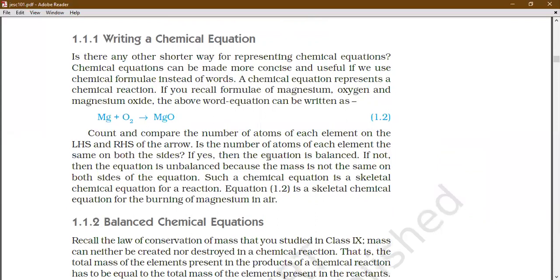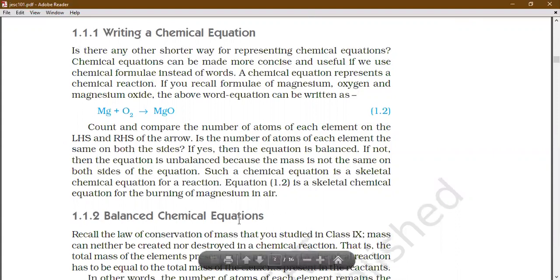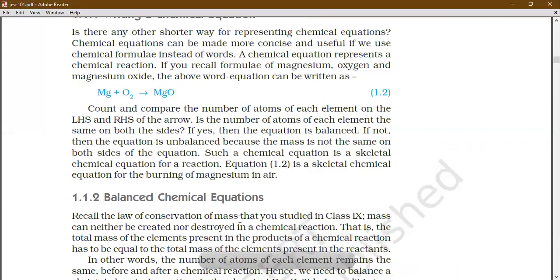Count and compare the number of atoms of each element on the LHS and RHS of the arrow. Is the number of atoms of each element the same on both the sides? If yes, then the equation is balanced. If not, then the equation is unbalanced because the mass is not the same on both sides of the equation. Such a chemical equation is a skeletal chemical equation for a reaction. Equation 1.2 is a skeletal chemical equation for the burning of magnesium in air.